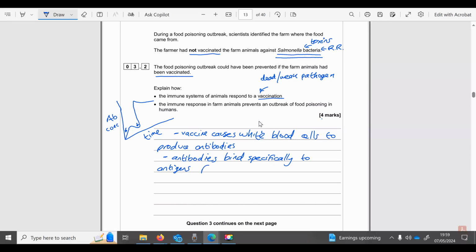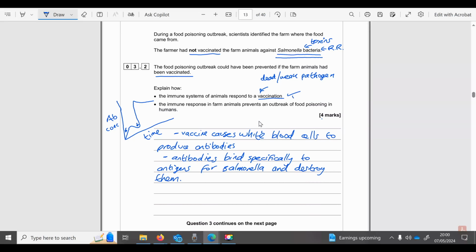In this case, we should assume that the vaccination should be some dead or weak version of Salmonella. So, the antibodies are going to bind to the antigens of Salmonella, and they bind specifically to that. And what is going to happen when they bind? They're going to cause them to be destroyed. Okay, so we have discussed now what will be the response. So 2 points for that.